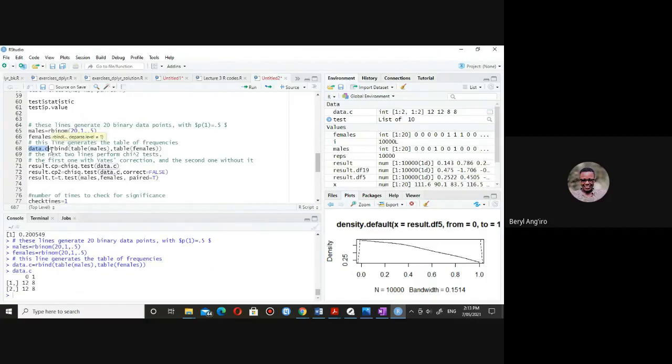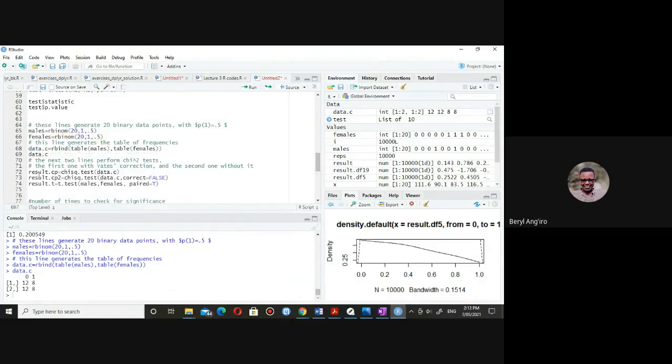We have the frequency table. The values of 0 are 12 for the first row, that is for male, and values of 1 are 8. So they are all the same. I just have this here so that when you're running it, you see the actual results.